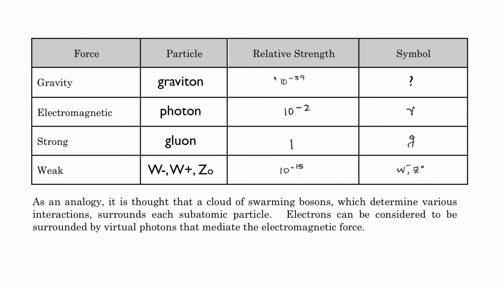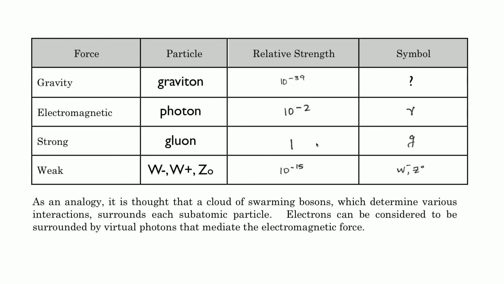It has a very, very weak relative strength. The electromagnetic force-carrying particle is the photon, which has a relative strength of about 10 to the minus 2. And it carries the symbol nu, which is right here. The strong force is the gluon. Its relative strength is 1. So everything is considered and measured with respect to the strong nuclear force. It is much stronger than gravity or the weak or the electromagnetic.